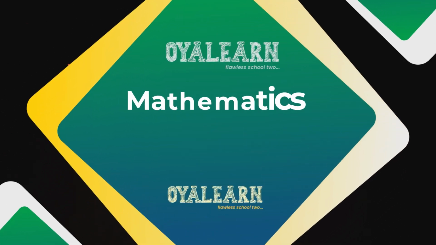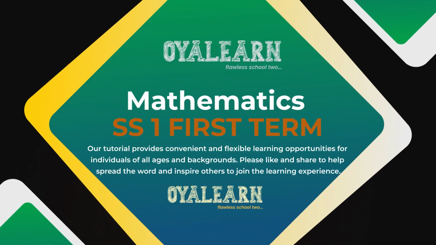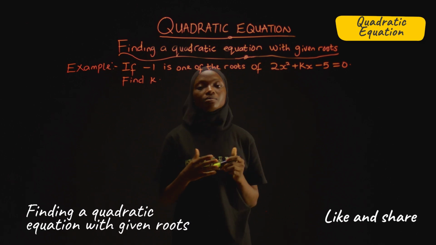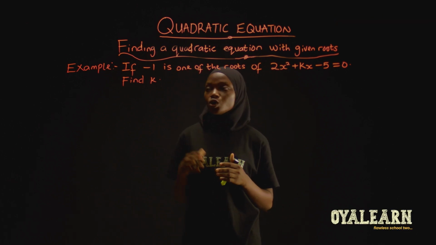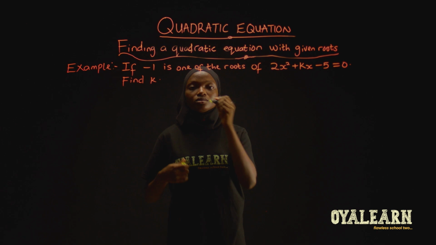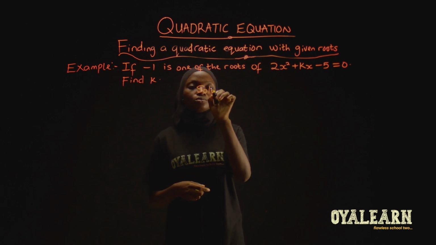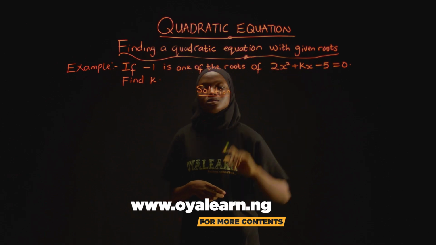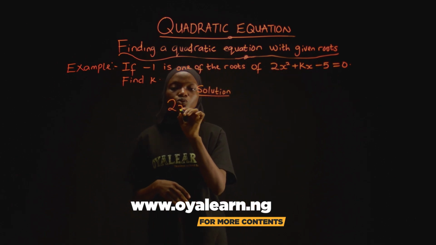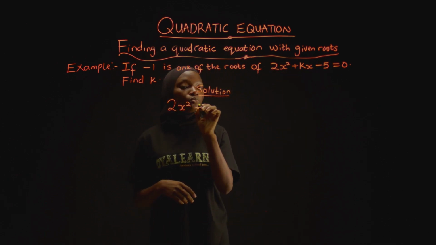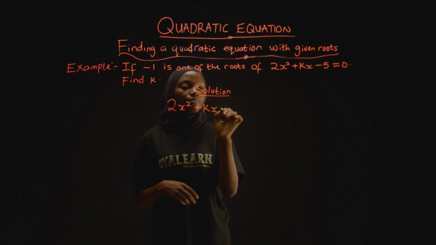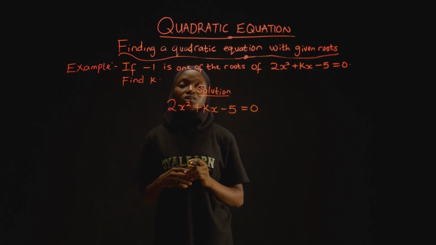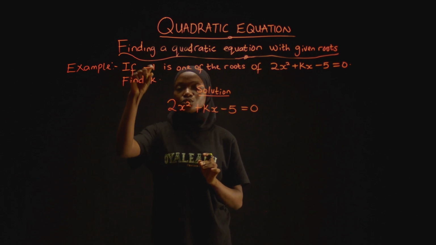Here is another example. If minus 1 is one of the roots of 2x squared plus kx minus 5 equal to 0, we have to find k. Solution. The first thing, let's rewrite the equation. We are given 2x squared plus kx minus 5 equal to 0. And we're also given one of the roots as minus 1.